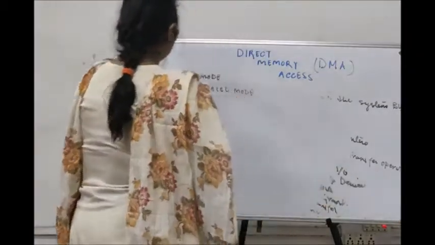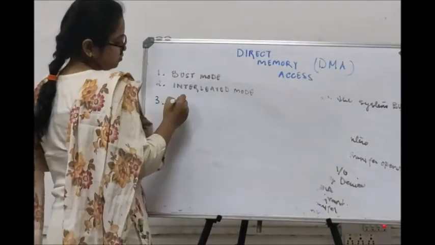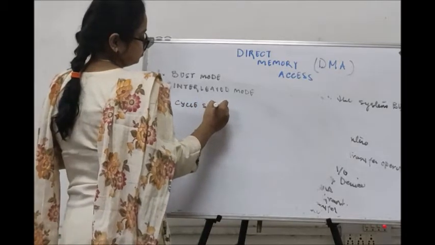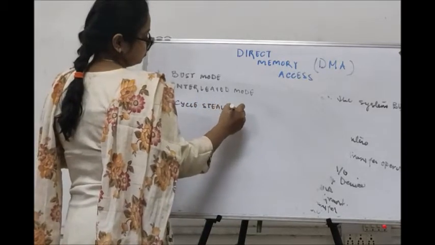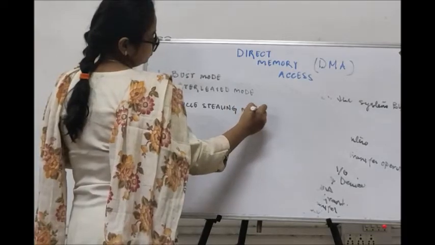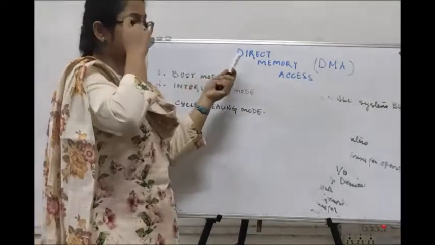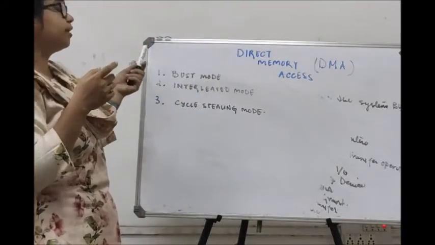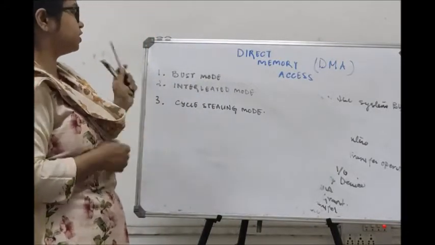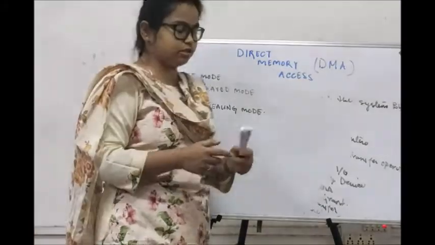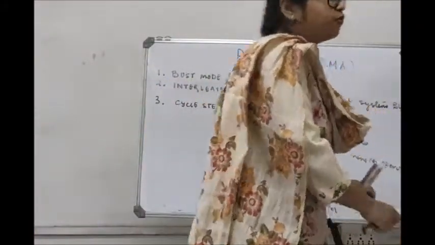And the third one is cycle stealing mode. So in DMA data transfer, it can be further categorized into three modes. One is burst mode, second one is interleaved mode, and the third one is cycle stealing mode. Now what happens in each mode we will see.